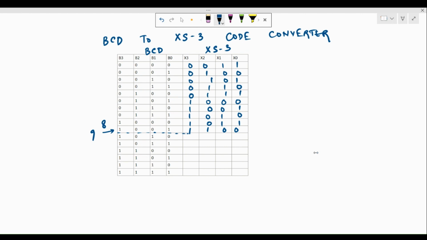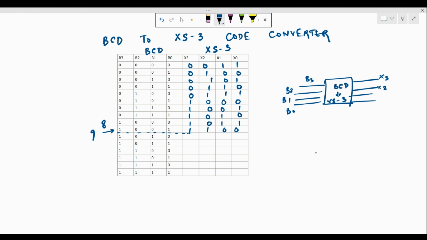But when I design a circuit, a black box, say, when I design a circuit which acts as a BCD to XS3 code converter, I'll be having 4 inputs, right? So B3, B2, B1, and B0. And I'll be getting 4-bit outputs. So X3, X2, X1, and X0. Now, when I test this black box, I cannot restrict the user saying that you should only test it for numbers 0 to 9, it should actually work completely, isn't it?